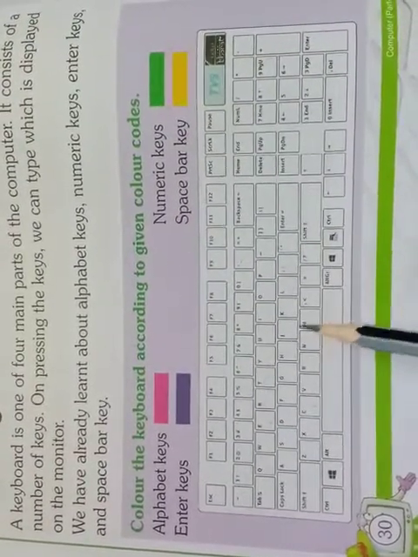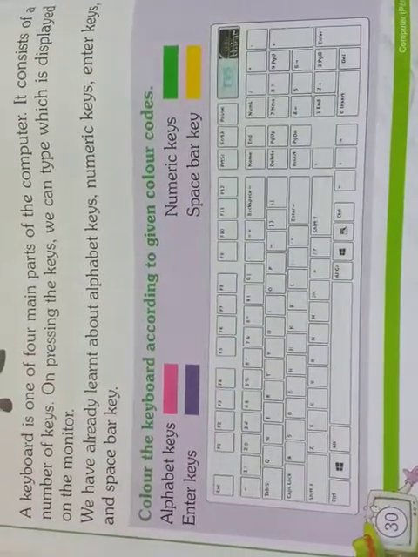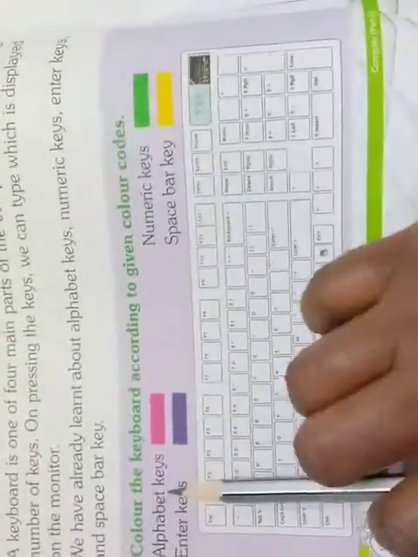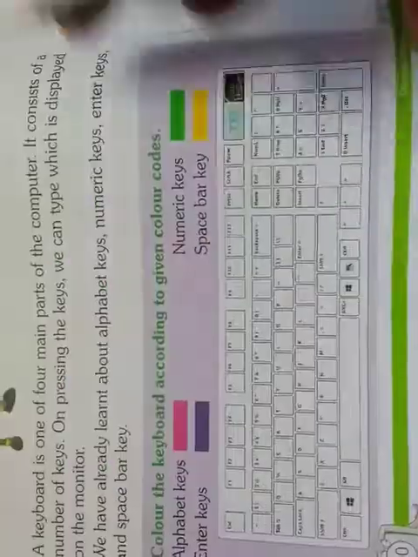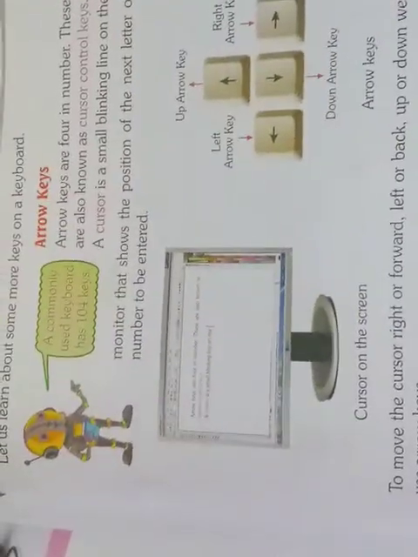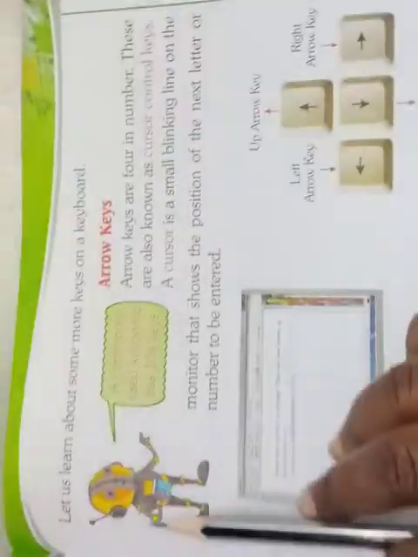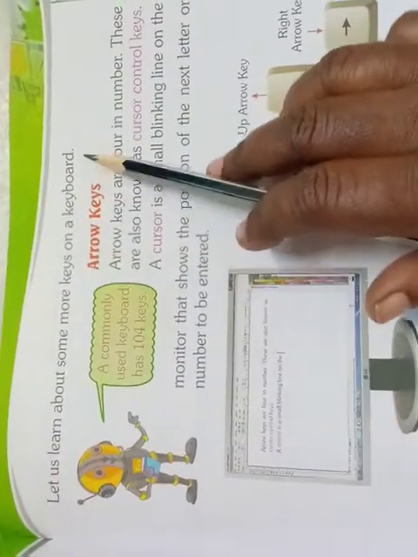After completing this lesson explanation, you do this activity. Next, see children, these four keys we learned already in the last year. Today we are going to learn some more new keys on a keyboard. What are those keys? Now we will see. Let us learn about some more keys on a keyboard.